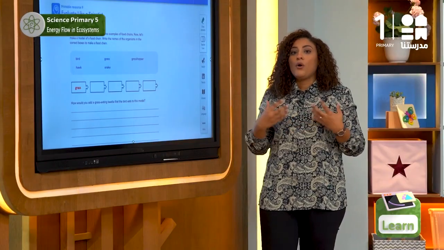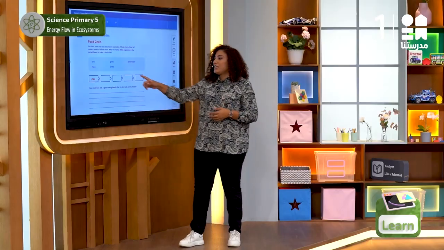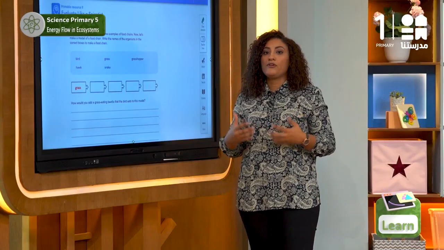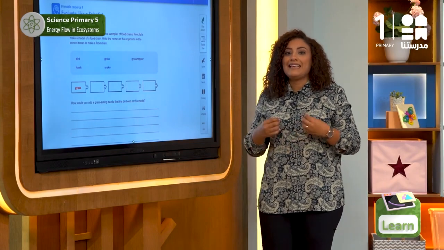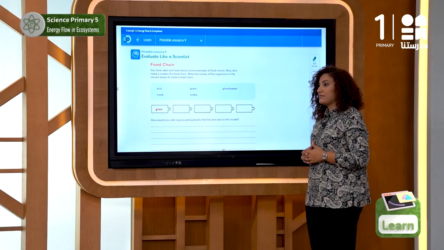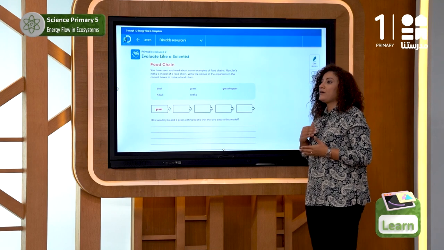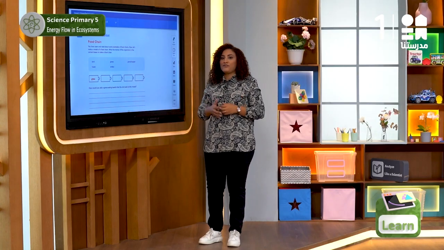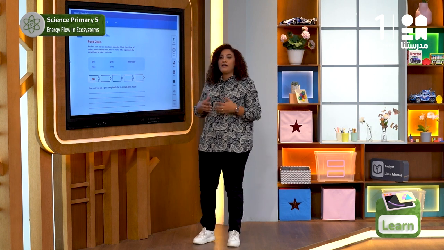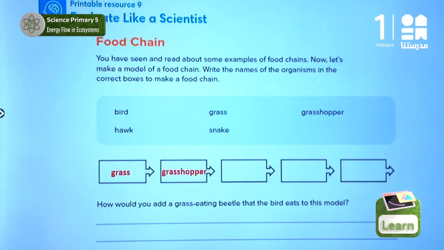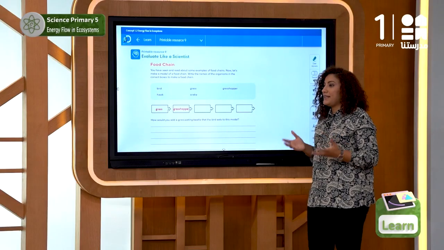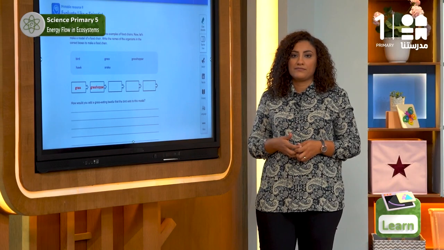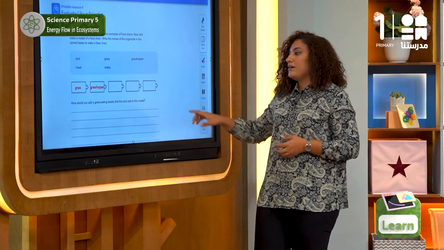Think again. Which organism should be the second one? We need to look for an organism that eats the grass and is here as a primary consumer. I bet you know the answer. Exactly, it's the grasshopper. And the next, which organism can eat the grasshopper? Excellent, it's the bird.